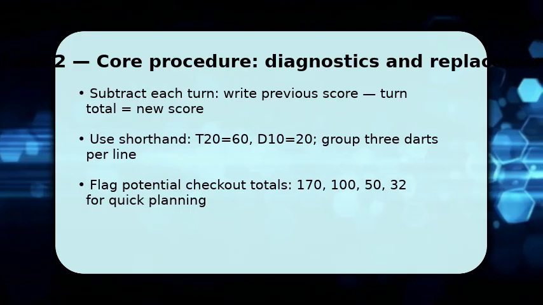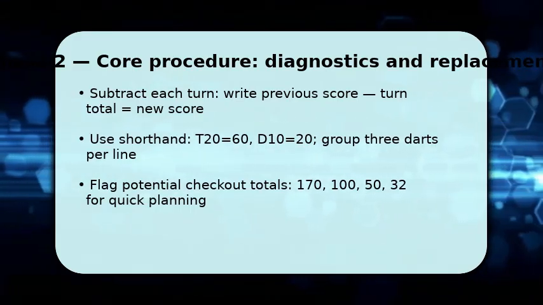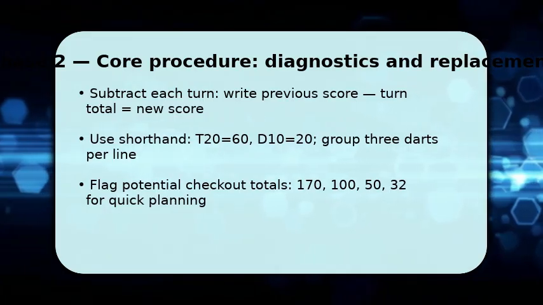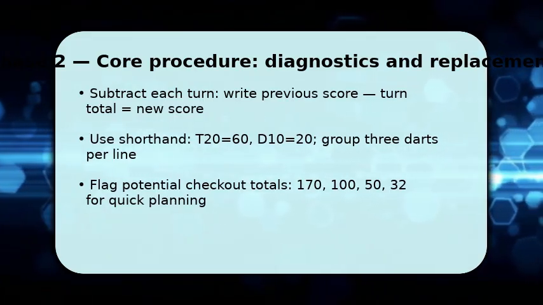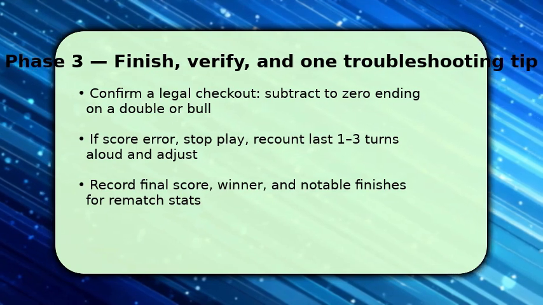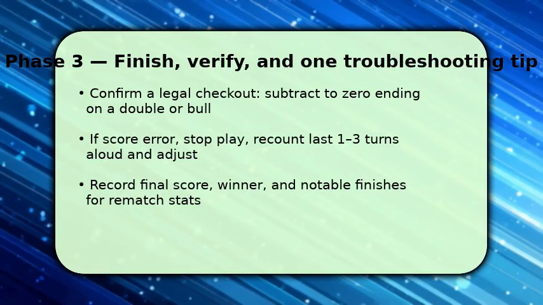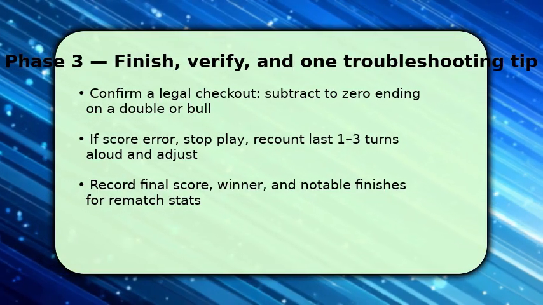Once you see a checkout number like 170, 100, or 32, announce it and suggest routes. This helps both players plan finishes and reduces mid-game confusion. You finish by ensuring the final subtraction reaches 0 with a legal double or bull. If the dart that would finish does not hit a double, the score stands and play continues.